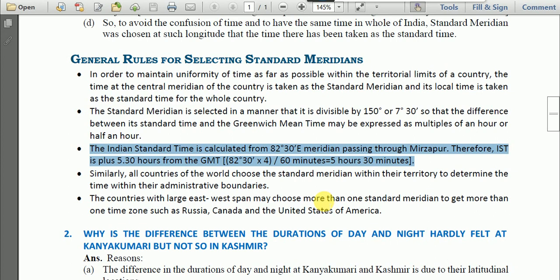Okay, therefore Indian standard time is plus 5:30 hours from Greenwich Mean Time. That means the time difference between Indian standard time and Greenwich Mean Time is 5 hours 30 minutes. Okay, see here, that means 82 degree 30 minutes multiplied by 4 and divided by 60 is 5 hours 30 minutes. So let us check it.